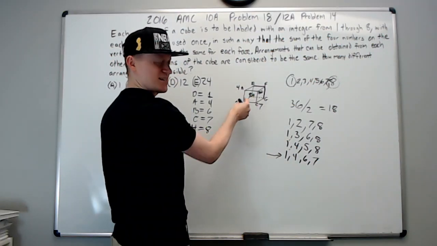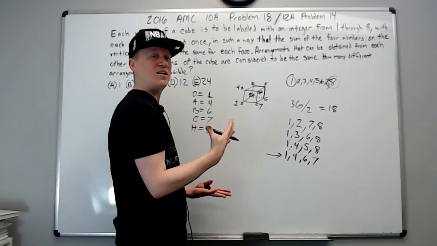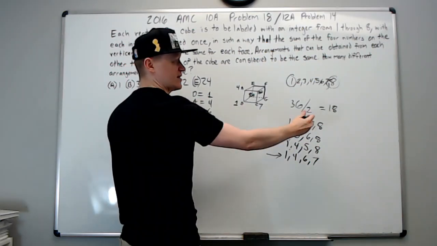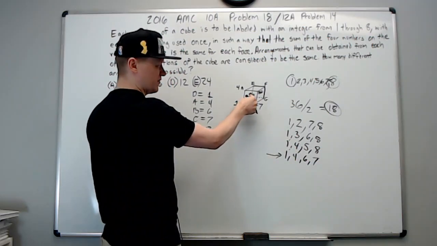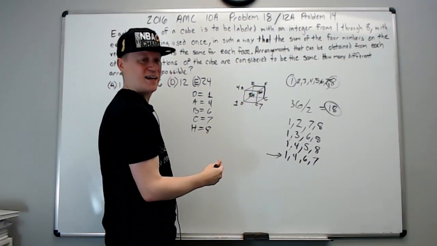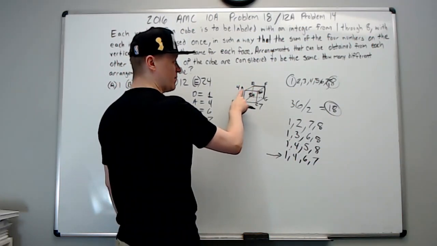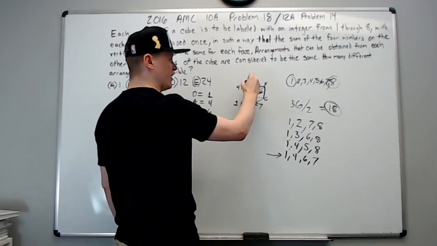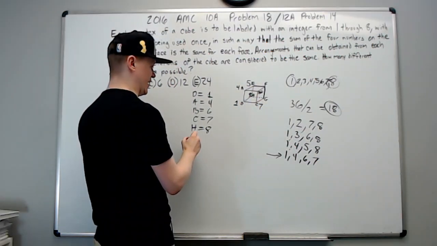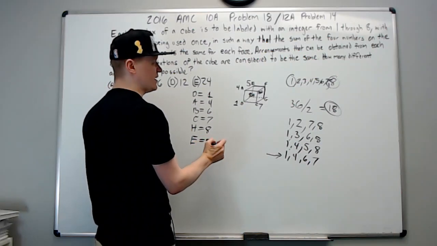This edge has a sum of 9, and we need all the faces to have a sum of 18. So if this is 9, this has to be 9. And that easily tells us that if we make this 1, 4, 6, 7 with the 8 here, then this has to be a 5 over here. That is E equals 5.